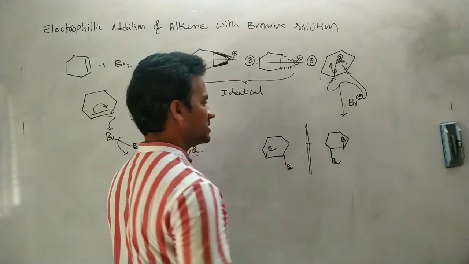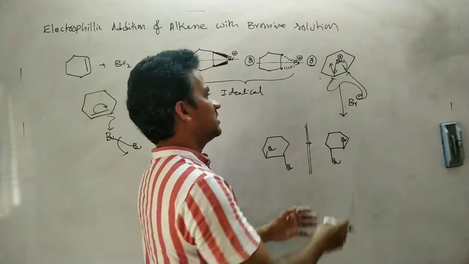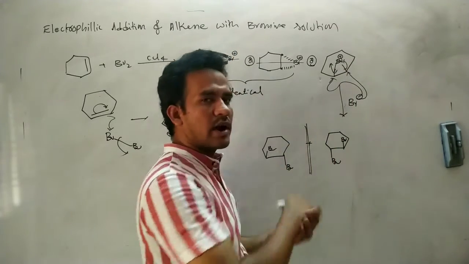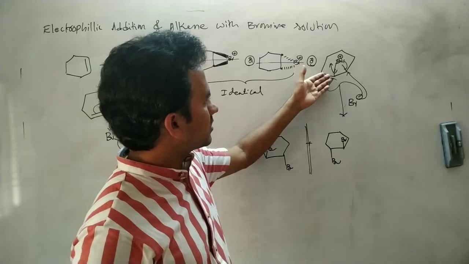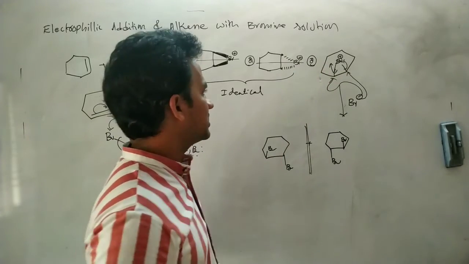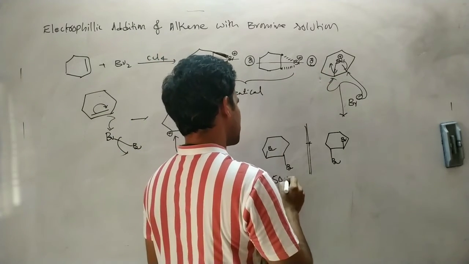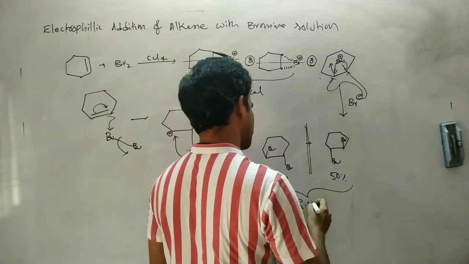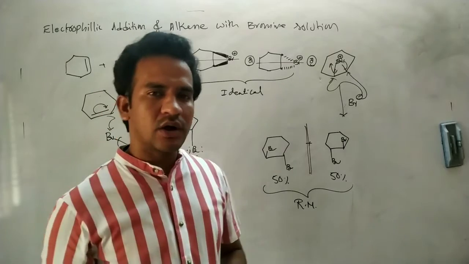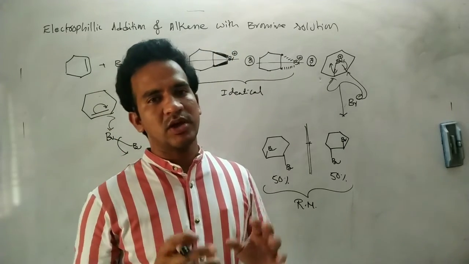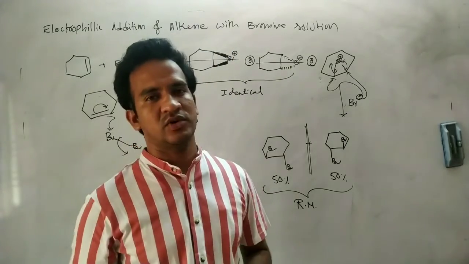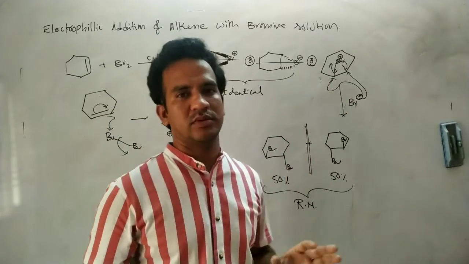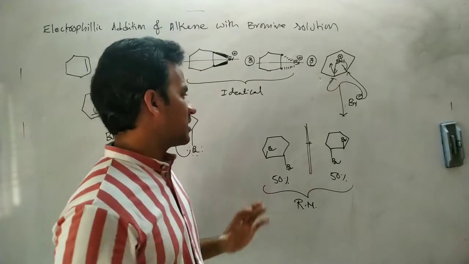Now these two are exactly mirror images. So here the attack on this cyclic bromonium ion by Br minus has an equal chance at either this carbon or this carbon. So here it is 50-50 chances: 50% of this isomer or 50% of this isomer. This mixture is nothing but a racemic mixture. That means cyclohexene on reaction with bromine will give a racemic mixture of dibromocyclohexane. Because Br minus has an equal chance to attack at this carbon or at this carbon, you will get the racemic mixture.